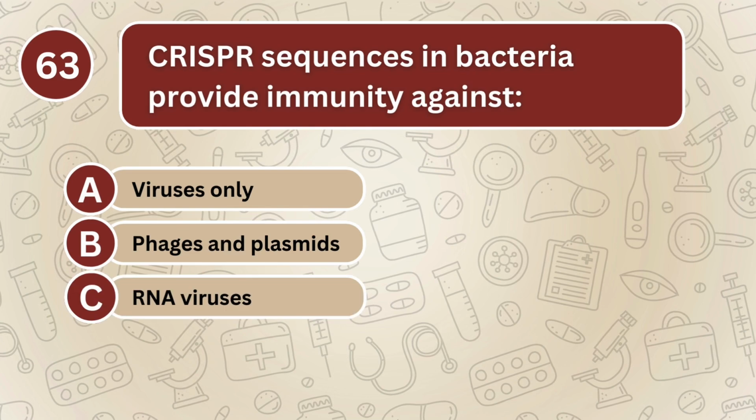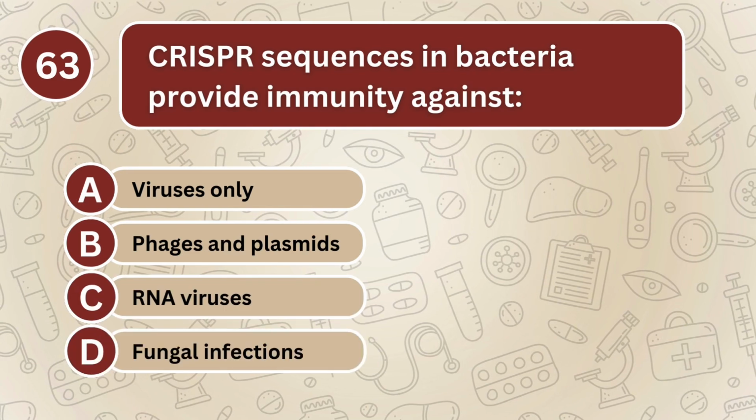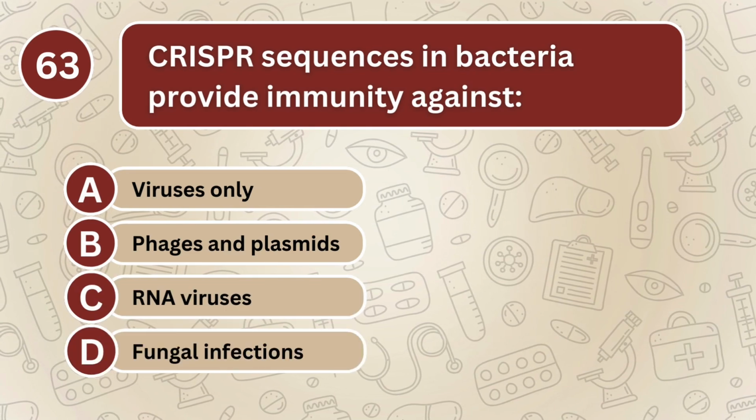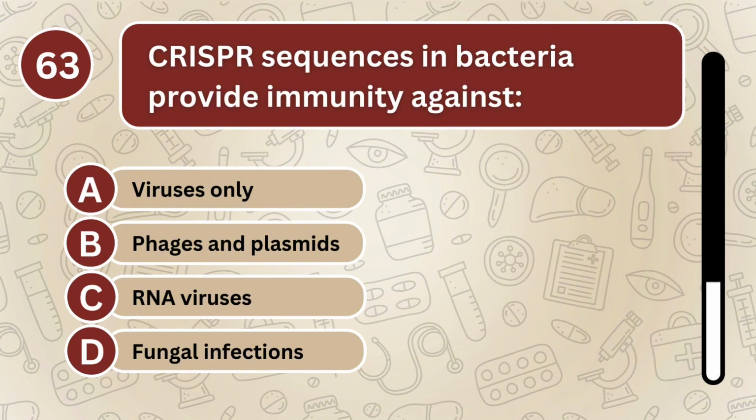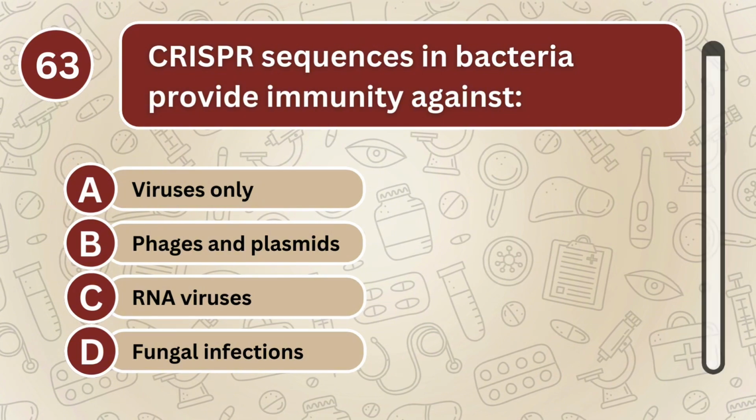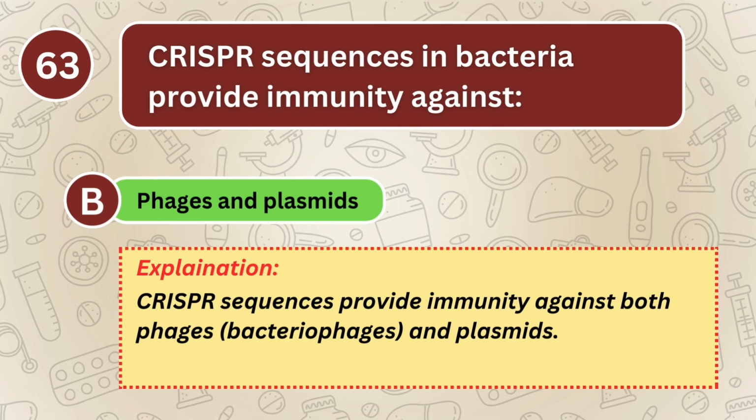CRISPR sequences in bacteria provide immunity against A. Viruses only, B. Phages and plasmids, C. RNA viruses, or D. Fungal infections? Correct answer is B. Phages and plasmids.